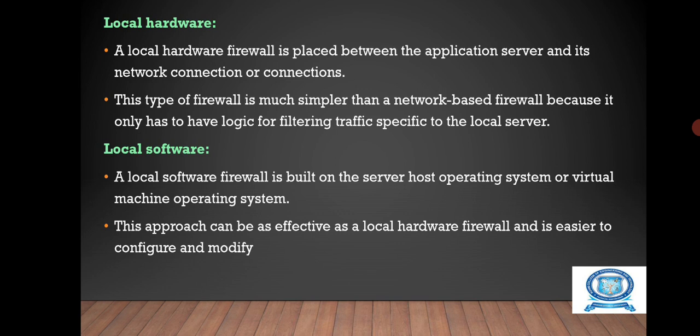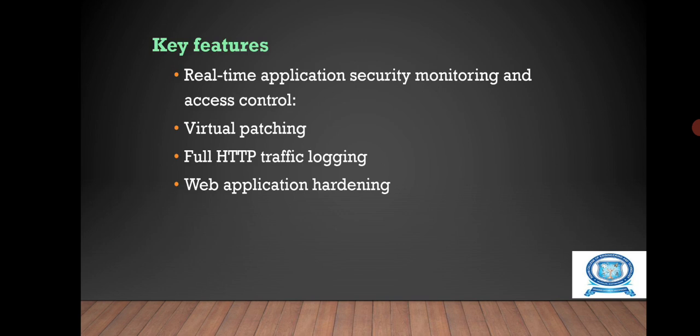Local hardware. A local hardware firewall is placed between the application server and its network connection or connections. This type of firewall is much simpler than the network-based firewall because it only has logic for filtering the traffic specific to the local server. Local software. This firewall is built on the server host operating system or the virtual machine operating system. This approach can be as effective as the local hardware firewall and is easier to configure and modify. Key features: real-time application security monitoring and access control, virtual patching, full HTTP traffic logging, web application hardening.